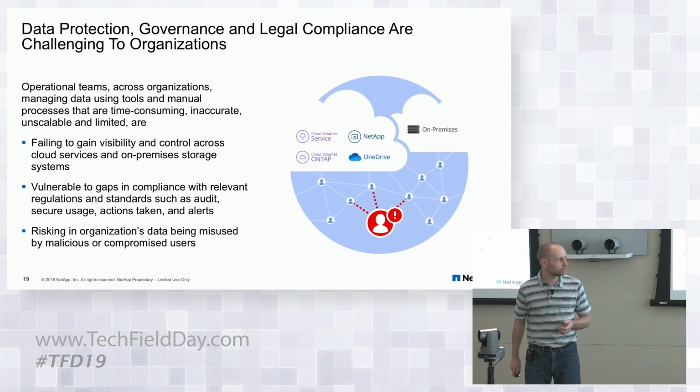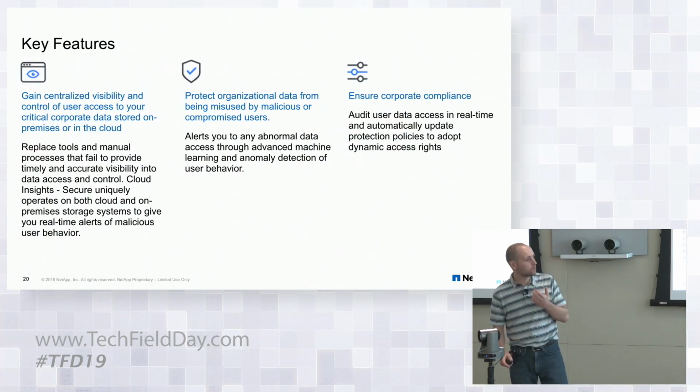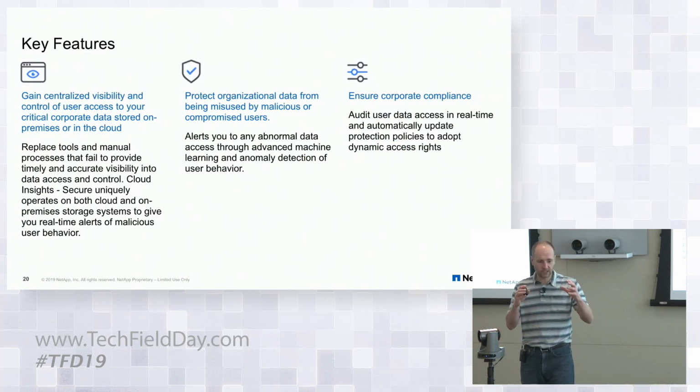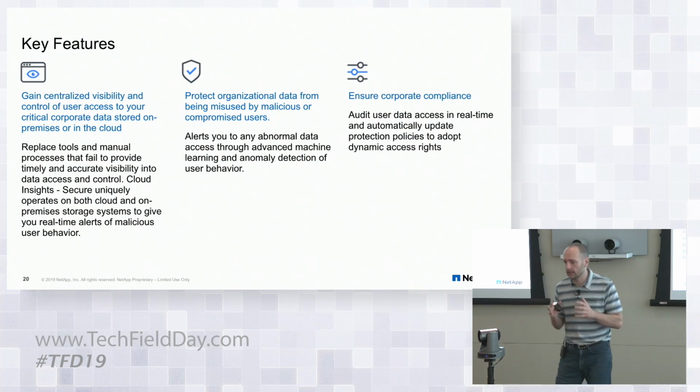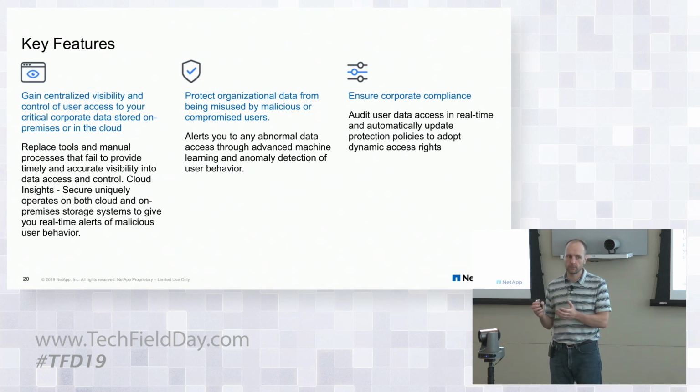And the way we do it is we get centralized visibility, we feed all that data into Cloud Insights, and we start using our analytics and our back-end engines to understand what normal data access looks like, and when it's outside of the normal ranges. We do so by looking at what we call the community behavior sets.